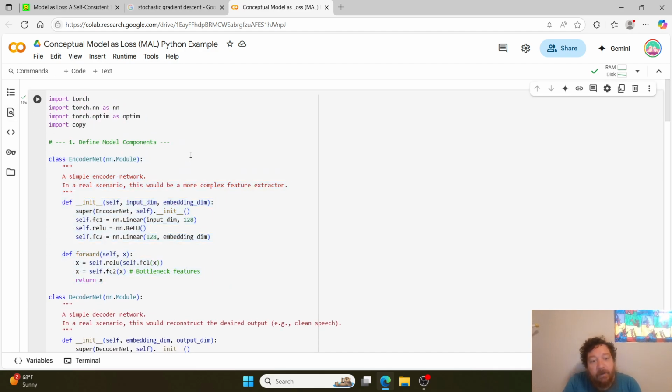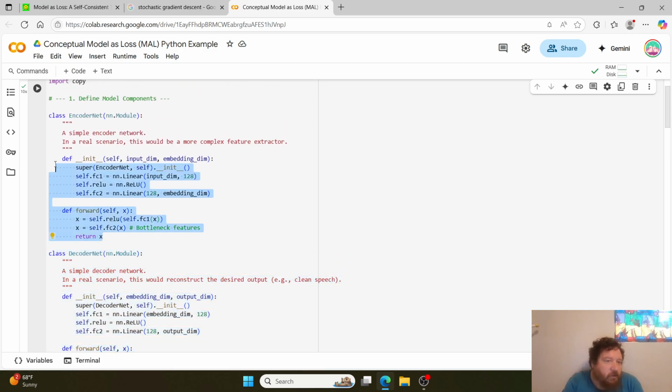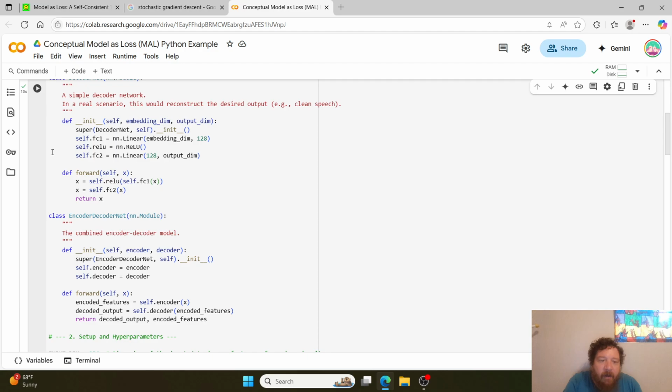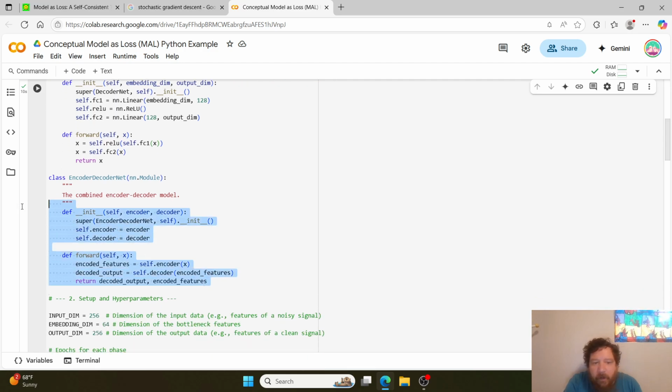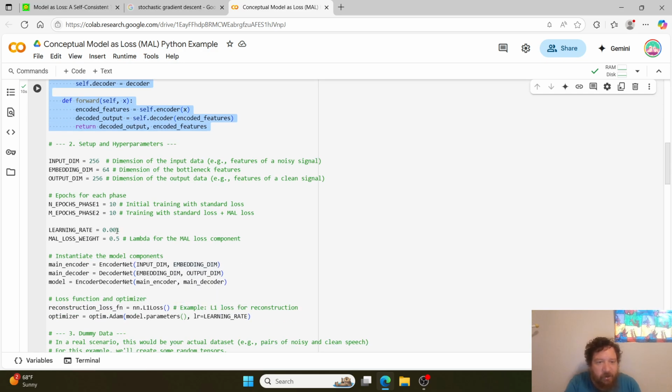But I can give a simplified example of that. In this instance, I have a simplified encoder and a simplified decoder, and they're just very simple neural networks. Then you have the combined encoder and decoder, and from there we get our deep learning network, which is just a number of parameters. And this is all for the training.